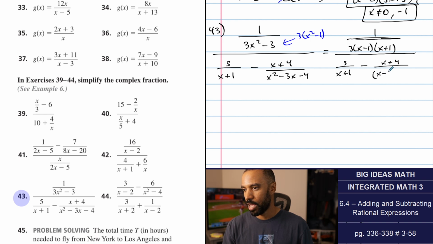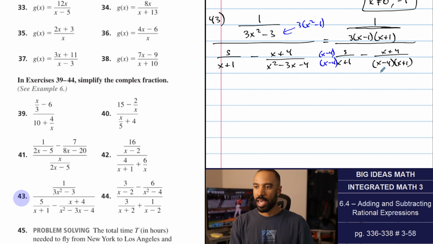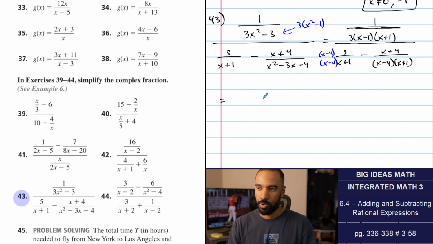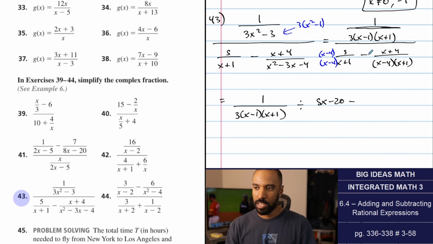On the bottom, I still have to factor that denominator portion right here. This factors into x minus 4 times x plus 1, which means this guy here is missing an x minus 4, like so. And there we go. So now what I can do is the whole division process here. This is 1 over this big guy. And this is divided by 5 times the quantity x minus 4 is 5x minus 20. And then minus, now you have to distribute this. You got to be careful. You got to distribute this negative into the x plus 4. So it's minus x minus 4.